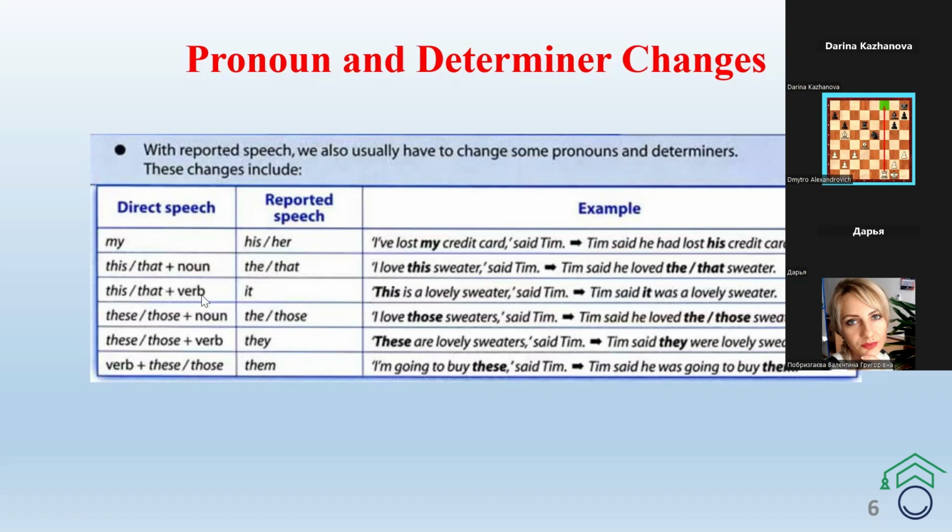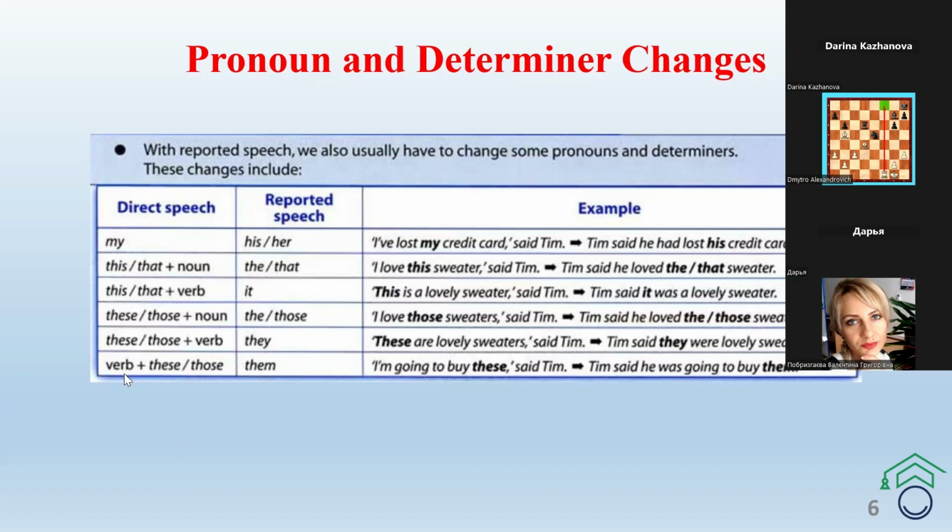This, that plus verb, we change this phrase into it. This is a lovely sweater, said Tim. Tim said it was a lovely sweater. This, those plus noun, the, those. I love those sweaters. Tim said he loved the sweaters or those sweaters, not these. These, those plus verb are changed into they. These are lovely sweaters, said Tim. Tim said they were lovely sweaters.